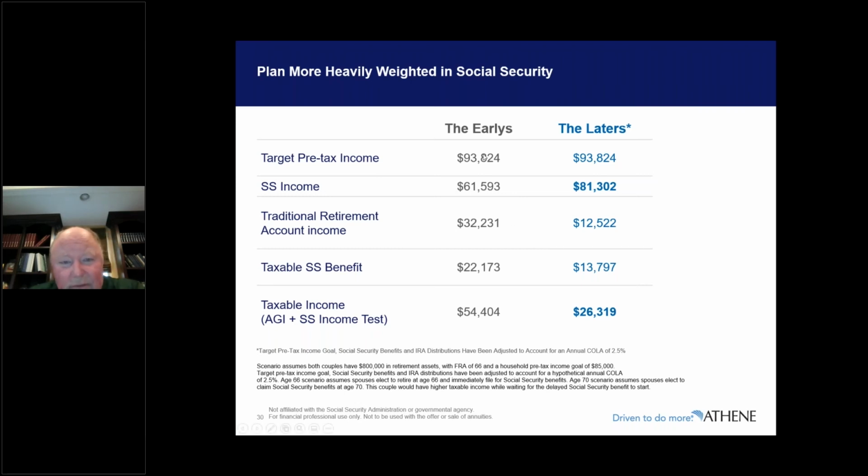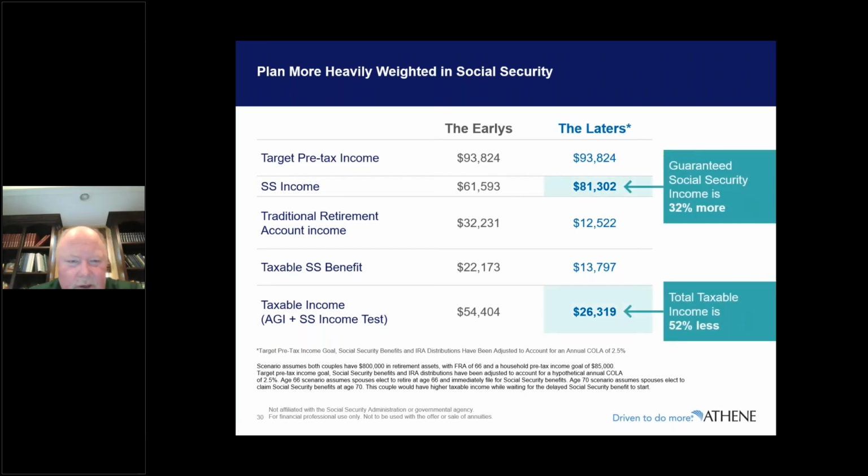So by the time they're 70, the inflation adjusted income goal has grown from 85,000 to 93,824 for both, regardless of whether they take benefits earlier or later. Social Security income has grown from where it was to 61,593. And just so we're clear, if we're going to assume any kind of inflationary pressure on the income goal, then it stands to reason we have to do the same with Social Security. So in both instances, we're applying a 2.5% inflation factor. Of course, the difference is the laters are going to have 32% more thanks to DRCs.